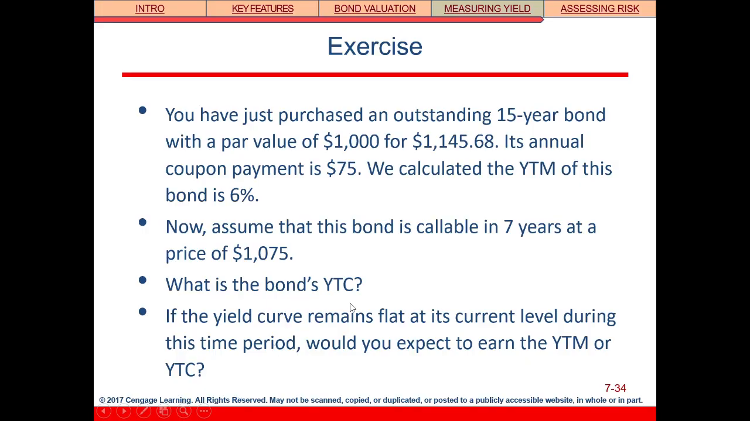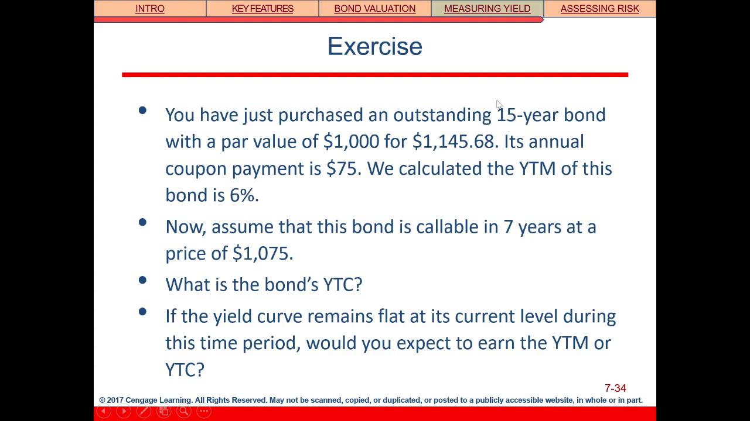There are two questions in this exercise. First is to calculate the yield to call. Second is to tell whether the investor is going to earn the yield to maturity or the yield to call. Let's look at the first question together. This one is to calculate yield to call. The calculation process is very similar to that of yield to maturity. The only two variables that are different are n, which we change from the number of years to maturity to the number of years to call, and the future value, which we change to the call price.